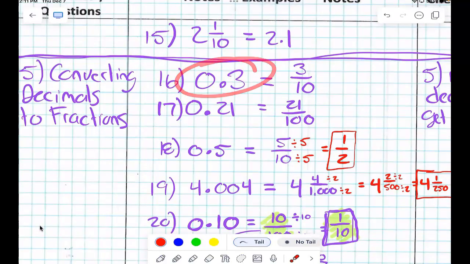Read this decimal. 3 tenths. Read this fraction. 3 tenths. Read this decimal. Read this fraction. So if you read the decimal using place value, well, you get the fraction.